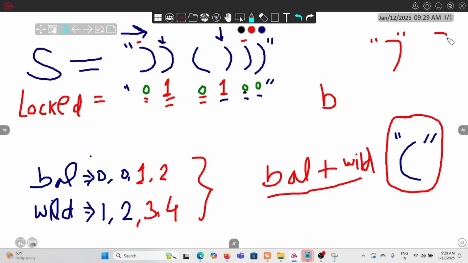If we didn't find any orphan, that means we are fine. This is a valid string, so we will return true.